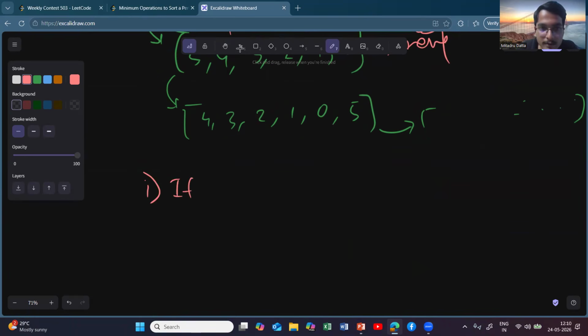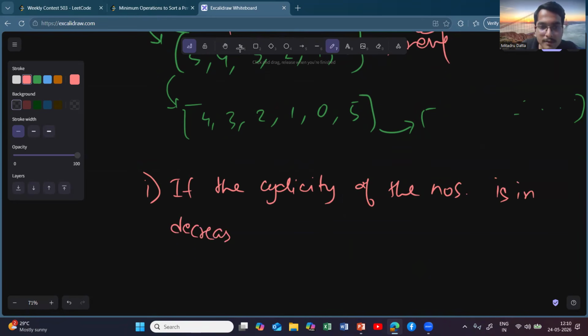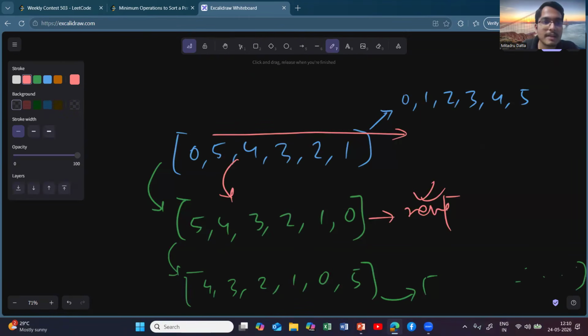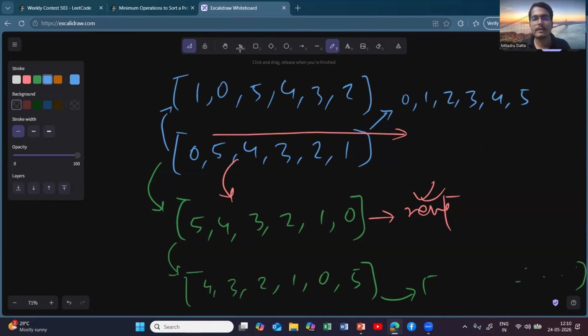If the cyclicity of the numbers is in decreasing order, that is, the array which you are given, let's say this array is generated from one more array, which looks something like this: 1 0 5 4 3 2. Then if you rotate this array to the left, you will get this, and then again you rotate it, and then you reverse it, and then you will get the answer, right?